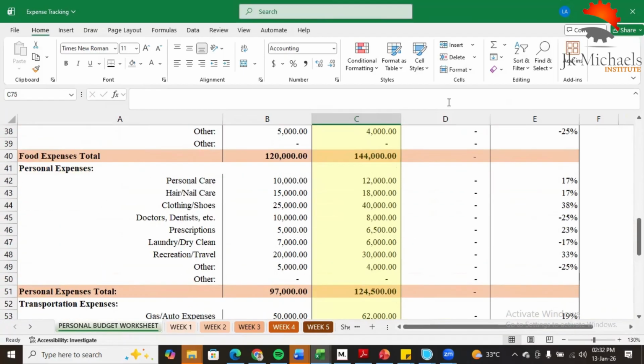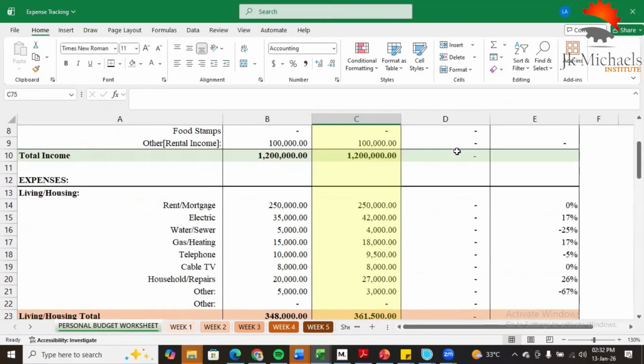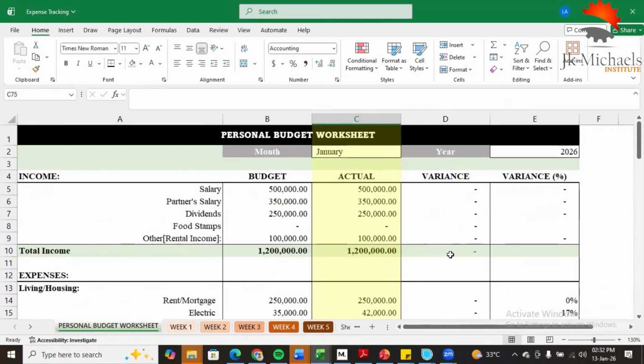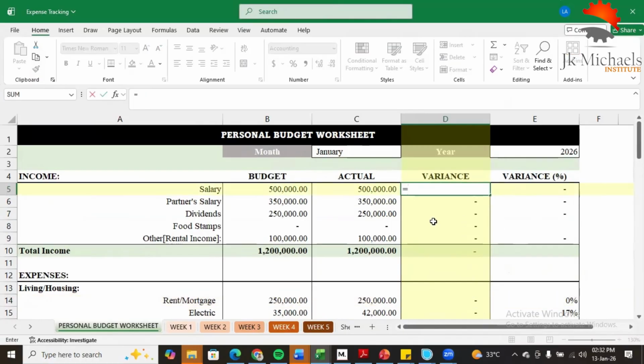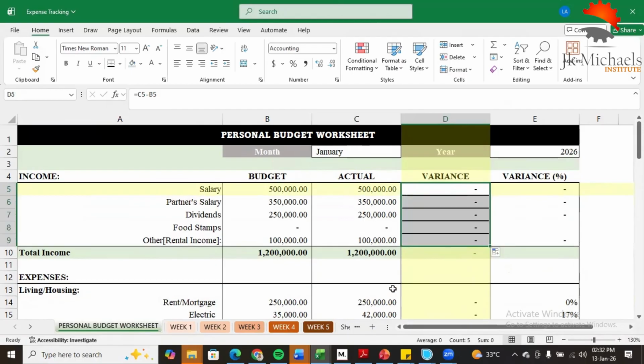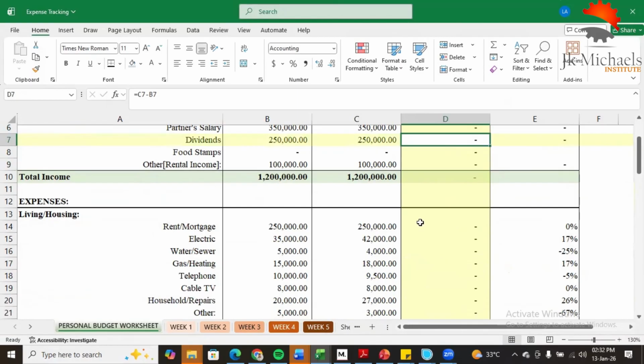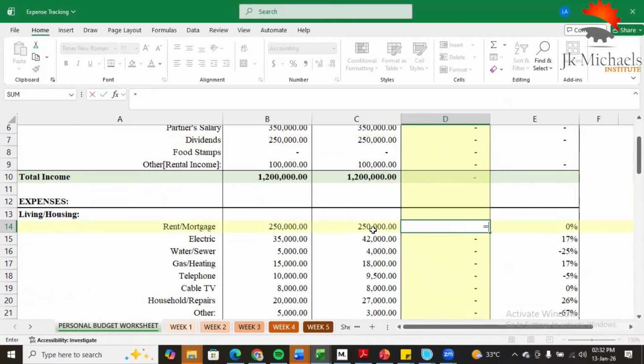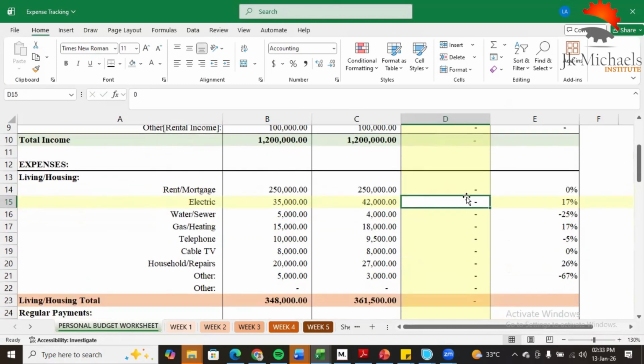Now, the next thing we want to do is look for where we performed good or where we did not perform very well. Now, the formula for variance is actual minus budget. And if you see 0, what it means is that you achieved all your goals, actual minus budget. Now, let's try that for the other expenses. We achieved our income goals. Let's look at our budget goals. Actual minus budget, you can see 0, meaning we did quite well. But look at the rest.